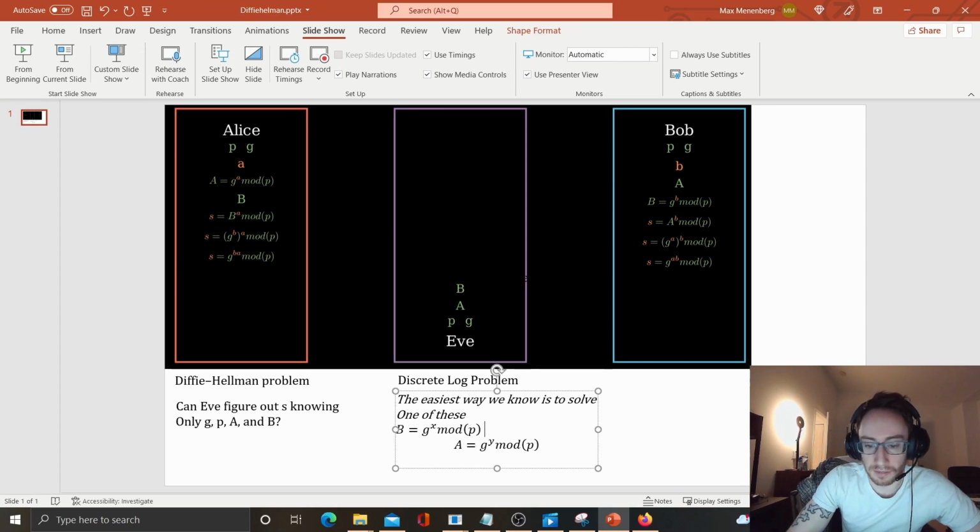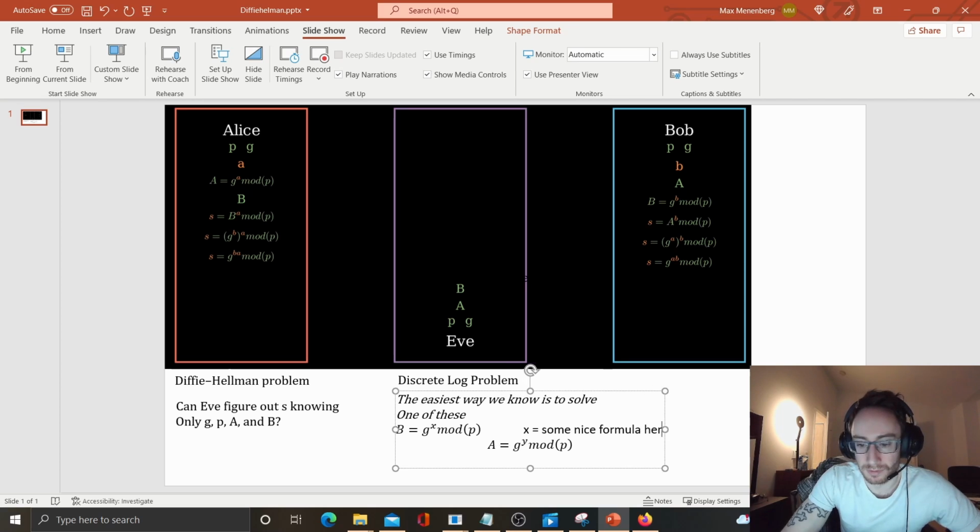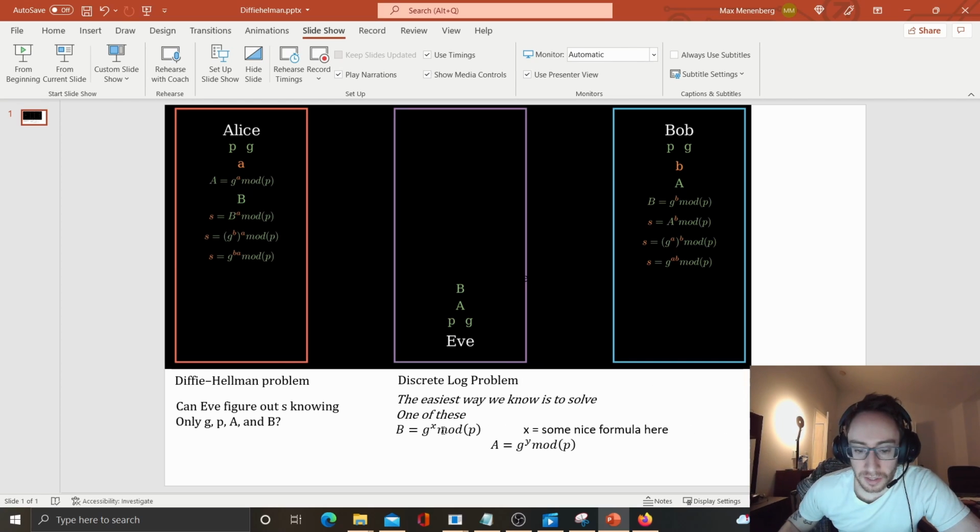We can't just do some math and then end up with something like x equals some nice formula here. Basically the only way to solve for x and y is to brute force try basically every value for x between 0 and p. So if p is some small number, like 100, a computer could very quickly brute force through this and solve the discrete logarithm problem and thus solve the Diffie-Hellman problem, and you could figure out the shared secret.